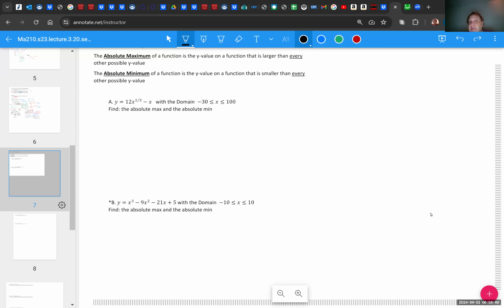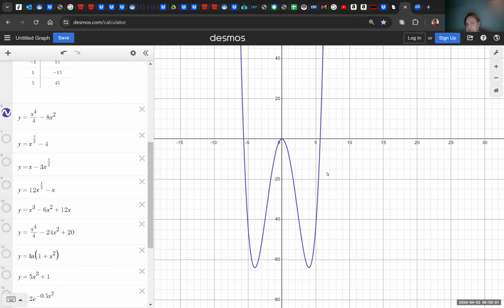An absolute maximum is a y value that is bigger than any other possible y value for the function, the literal maximum y value of anything. And likewise, the absolute minimum is the smallest, the lowest possible y value. So let me show you a visual real quick. Here's a function that I've used before in chapter 4, this W looking thing.